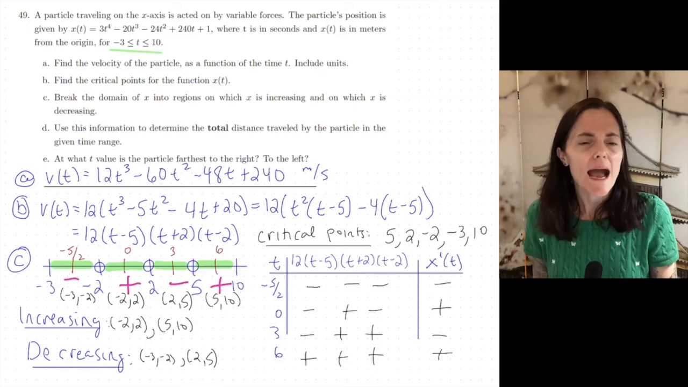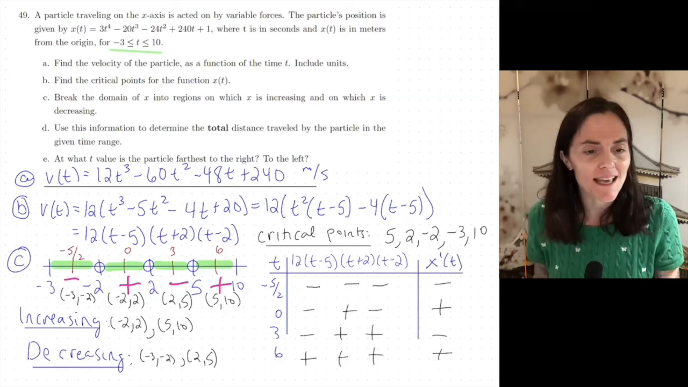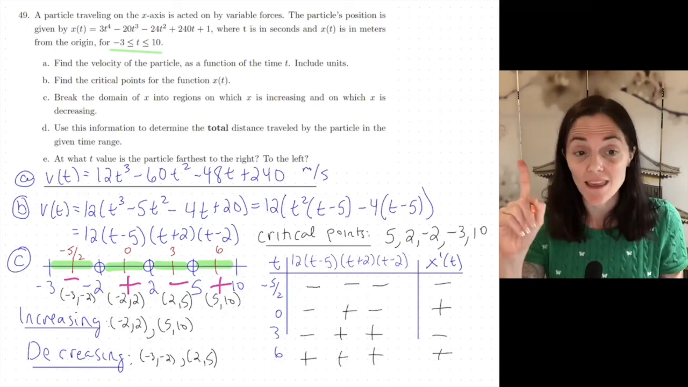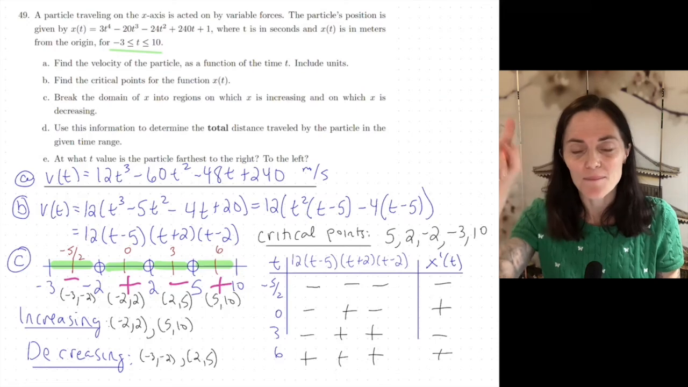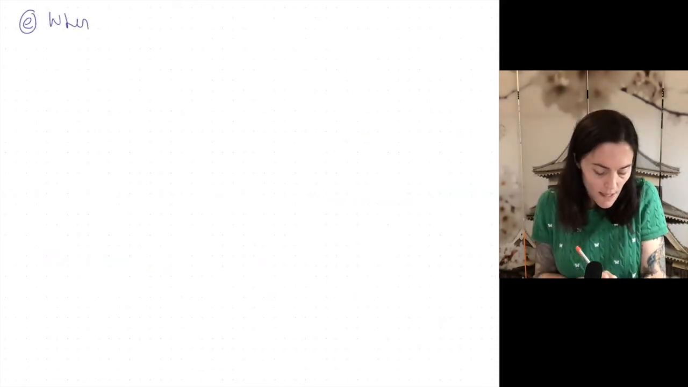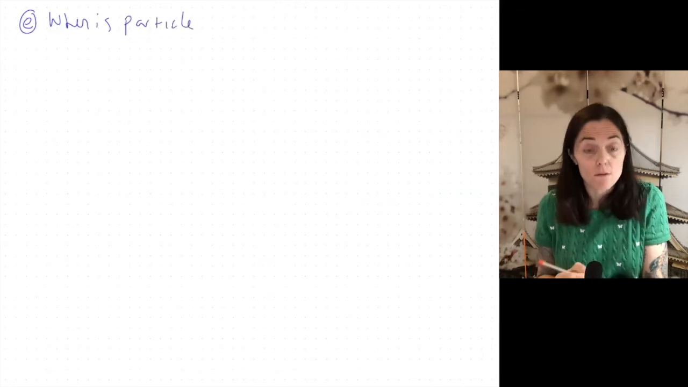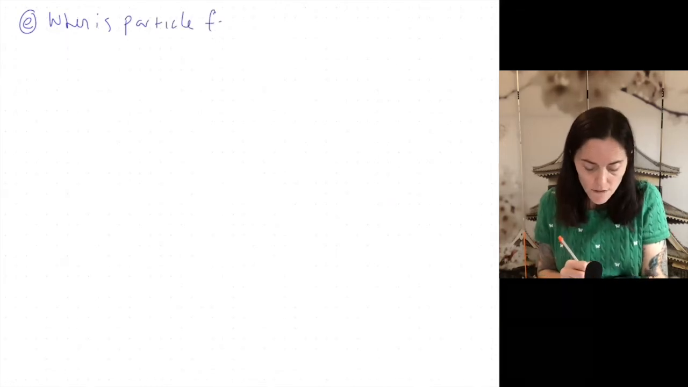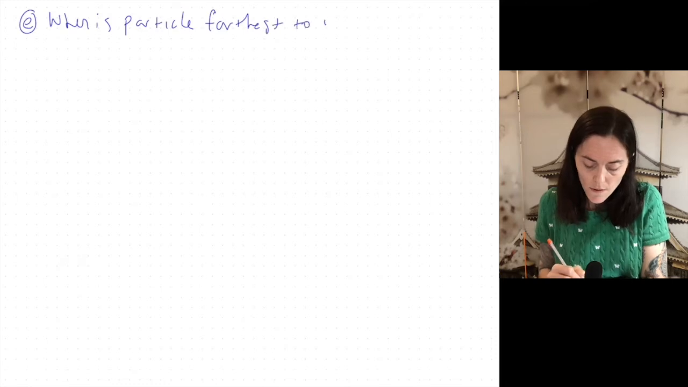Okay, now, I think I'm gonna do this a little bit differently. So I first will do E, and then I will come back and do D, okay? That's my personal choice. So E, what we want here is when is the particle farthest to the right and left. These are times farthest to the right and the left.